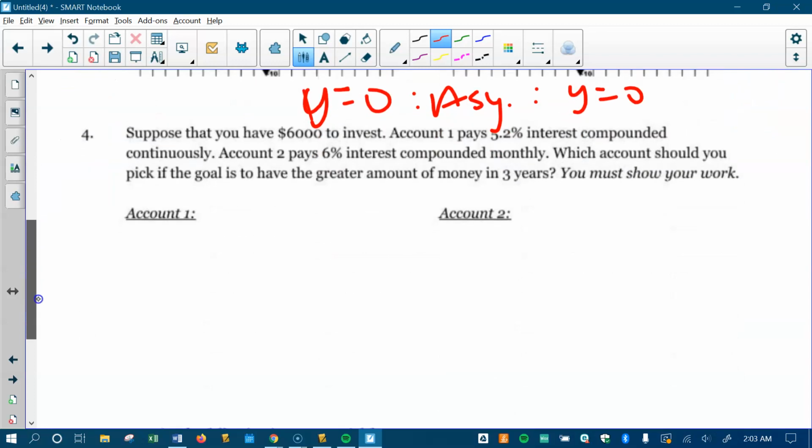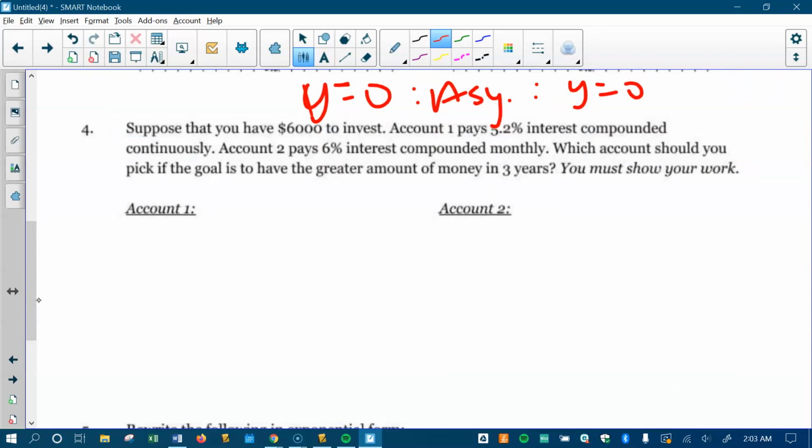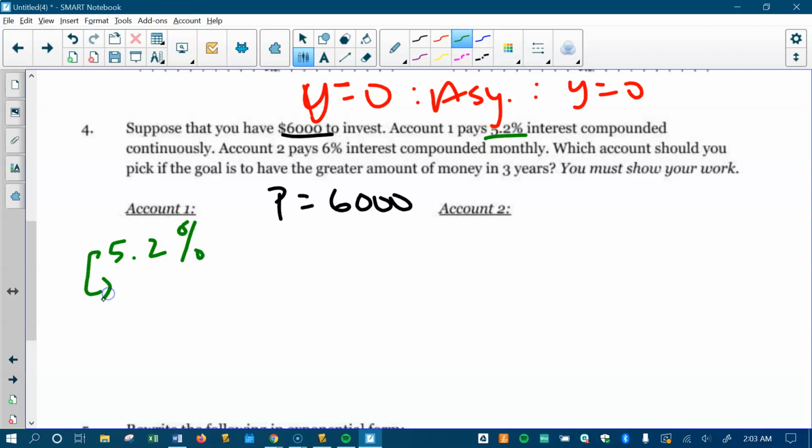Okay. Next, suppose that you have $6,000 to invest. One pays interest compounded continuously, and one pays 6% interest compounded monthly. So let's do the first one. $6,000 is going to be P in both cases. For the first one, account 1 pays 5.2% interest. So 5.2% will go to 0.052 when I divide it by 100, and that's R. Continuously means I need PERT.